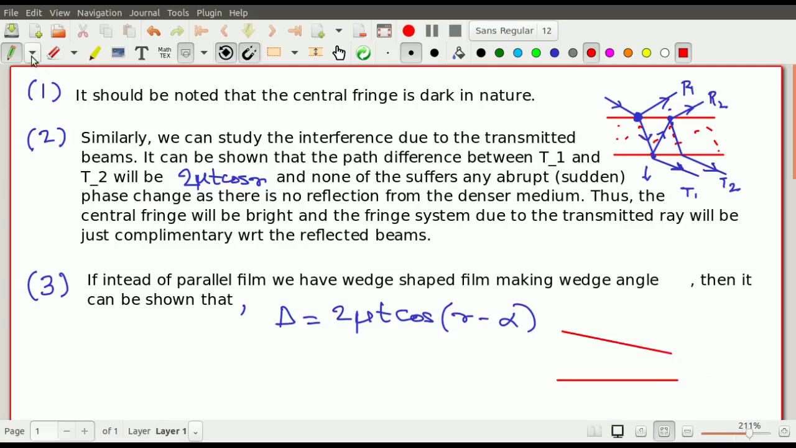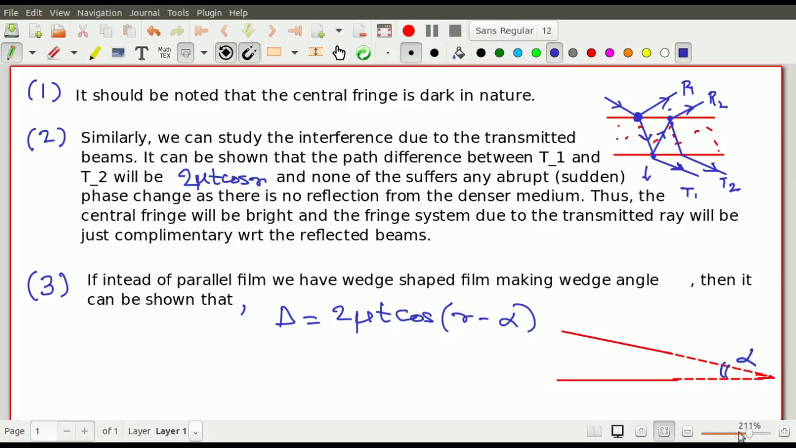So like this, this is the arrangement. What I actually mean to say is that you see the fringe system is not parallel, the two surfaces are not parallel to each other, not mutually parallel. And this angle that is produced over here is known as the wedge angle.